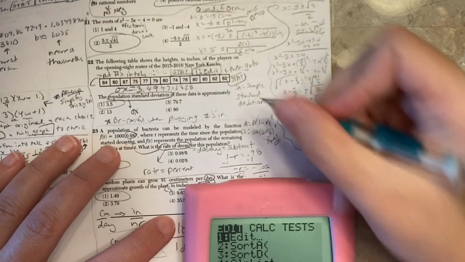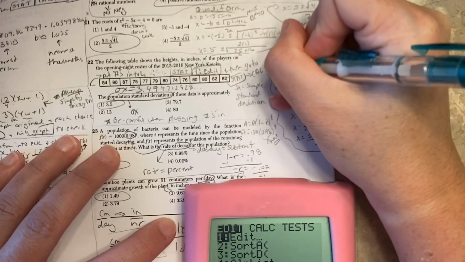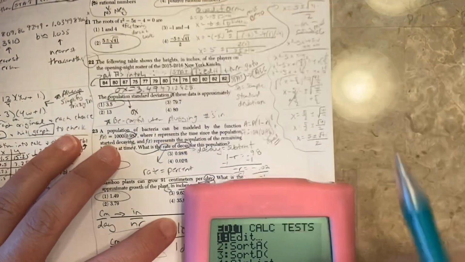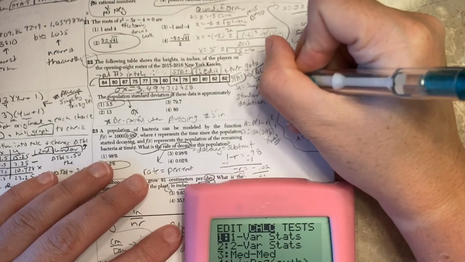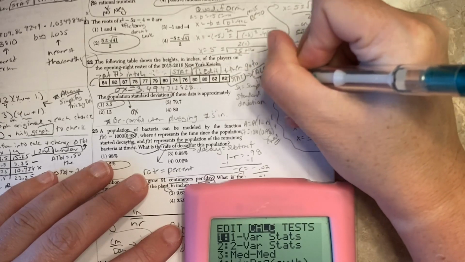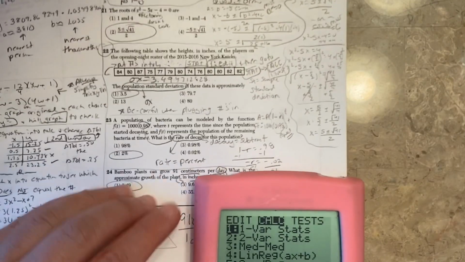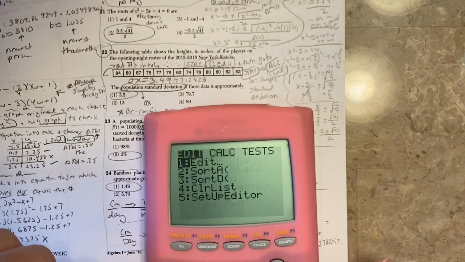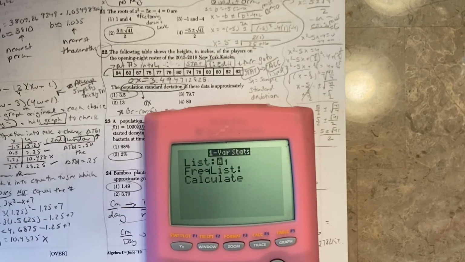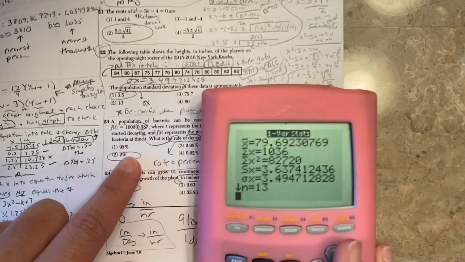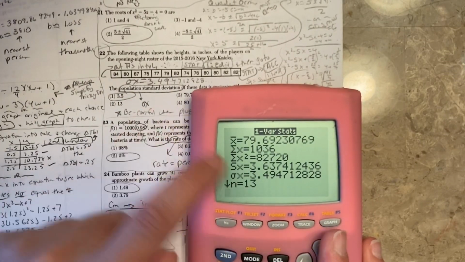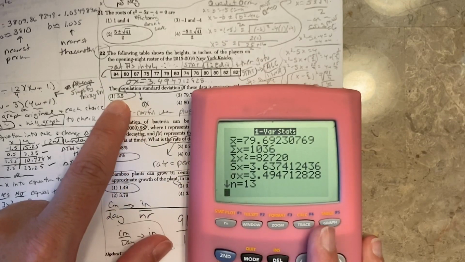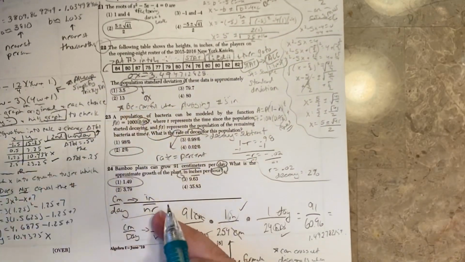Okay, we're going to stat, move over to calc, and then we're going to go to number 1, which is one of our stats. So again, we put the numbers in, then I went to stat, moved over to calc, chose number 1, calculate, and we get it right here. It tells us population, which is so nice of it. That's the symbol, and it's 3.49 or 3.5. So that is the answer.